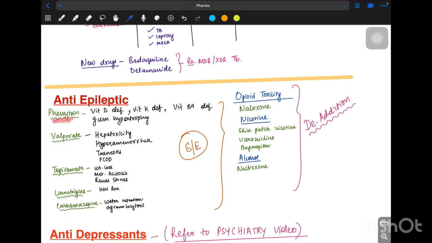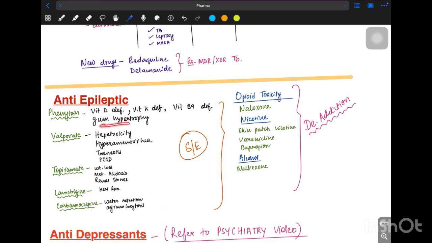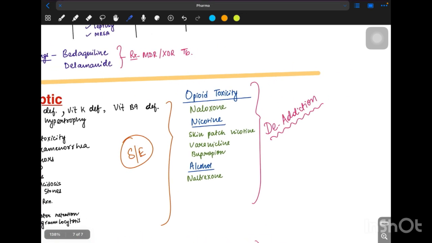So phenytoin, it causes vitamin D deficiency, vitamin K deficiency, vitamin B9 deficiency. All these are side effects. Okay, these are the side effects of the drugs, not the use. It also causes gum hypertrophy. What is the side effect of valproate? It causes hepatotoxicity, hyperammonemia, tremors or PCOD. What is the side effect of topiramate? It causes weight loss, metabolic acidosis or renal stones. Side effect of lamotrigine, it causes hypersensitivity reaction. Side effect of carbamazepine, it causes water retention or agranulocytosis.